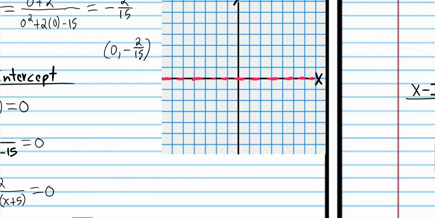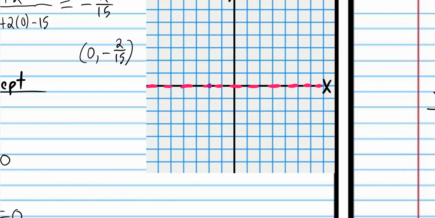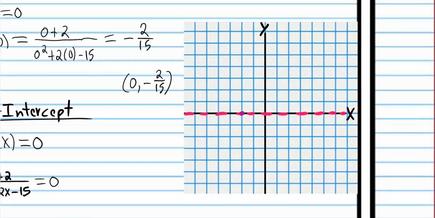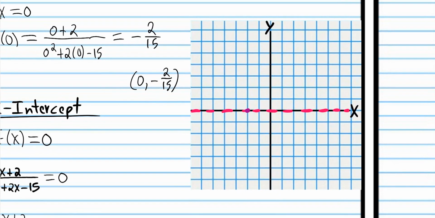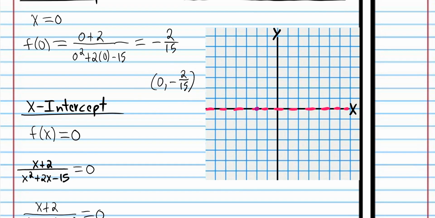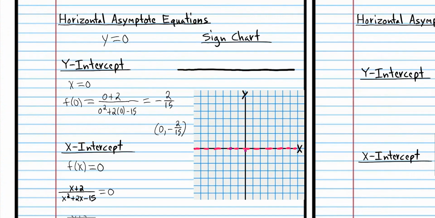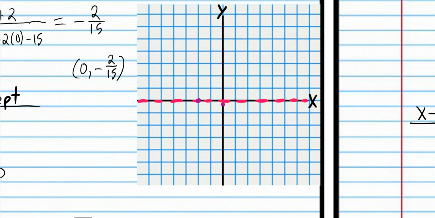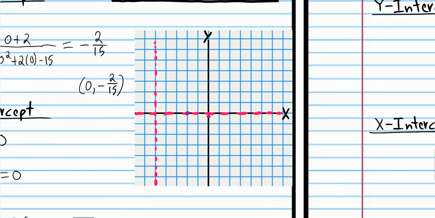So now let's plot that point. Notice that our x-intercept is actually on the horizontal asymptote. It is possible for a graph to go through a horizontal asymptote, although it's not possible for a graph to go through a vertical asymptote. So now let's plot the y-intercept, somewhere around there. And I forgot to plot the vertical asymptotes. We have an asymptote at -5, and we have an asymptote at 3.